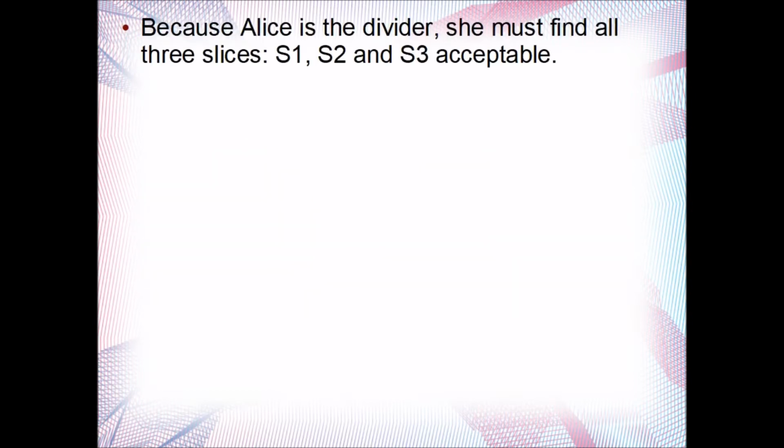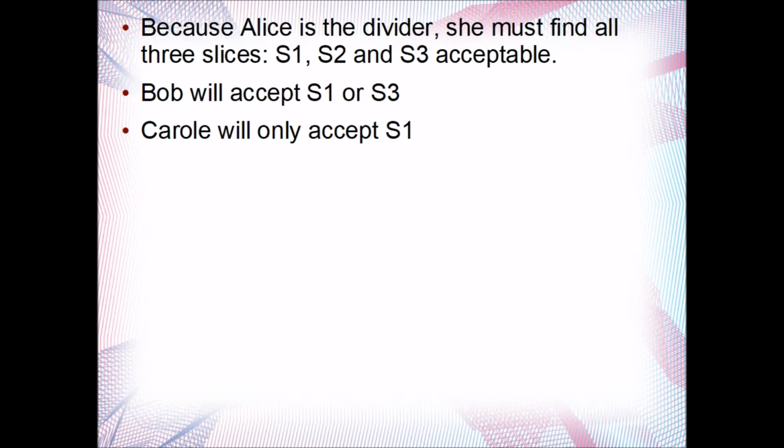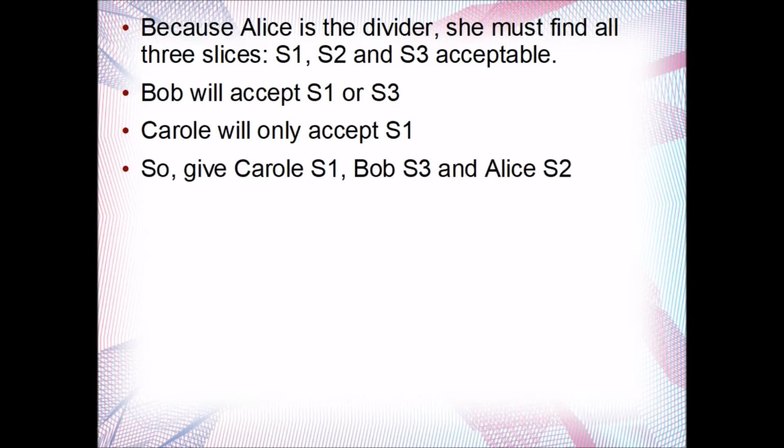So let's sum up what we know here. Because Alice is a divider, she must find all 3 slices, S1, S2, and S3, acceptable. If she doesn't, then that means that she didn't do her job correctly. Bob will accept slice 1 or slice 3, and Carol will only accept slice 1. So now we're back to the game of can we give everyone a slice that they find acceptable? And we can. We'll give Carol slice 1, Bob slice 3, and Alice slice 2. So everyone has gotten an acceptable slice, which means this is fair.